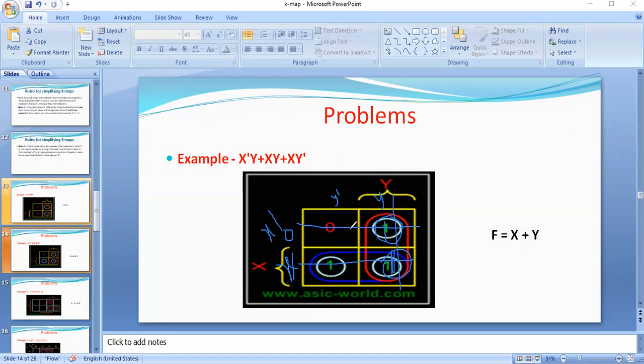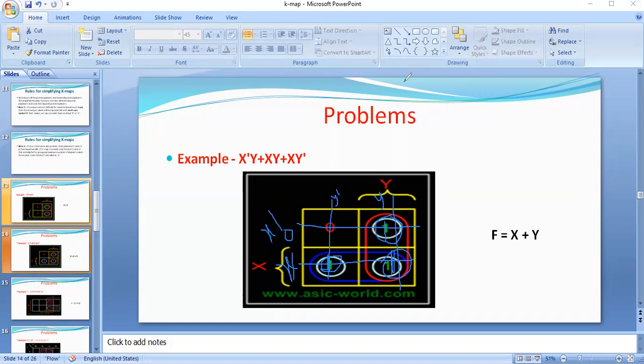Next one is XY bar. So this is X and this is Y bar. These two lines coincide in this point only, so we have to write it as 1. Okay. After that, what we have to do is grouping.